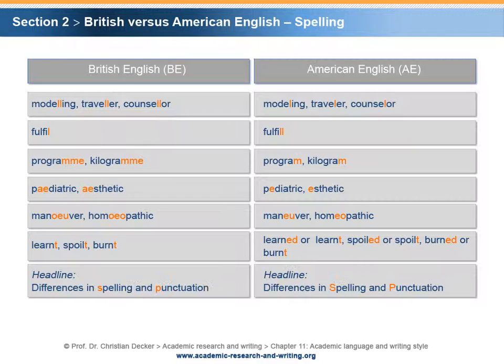In British English, headlines are written in upper and lower case, whereas in American English, essential words within the headline are often capitalized, as shown in our example, differences in spelling and punctuation.